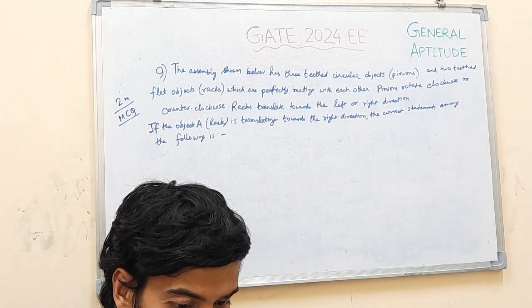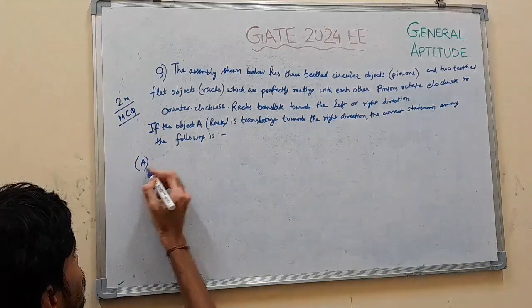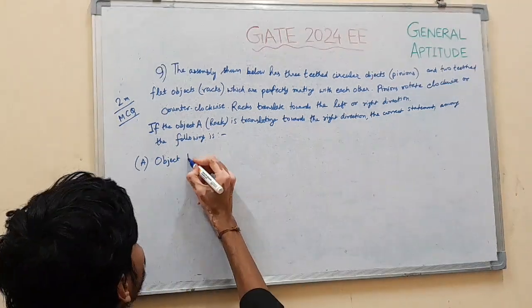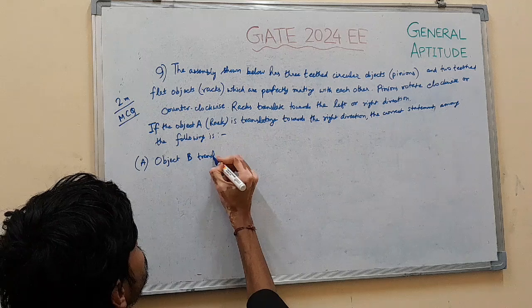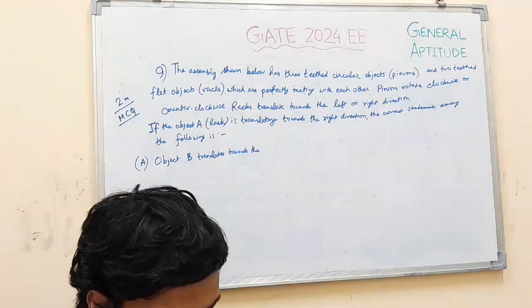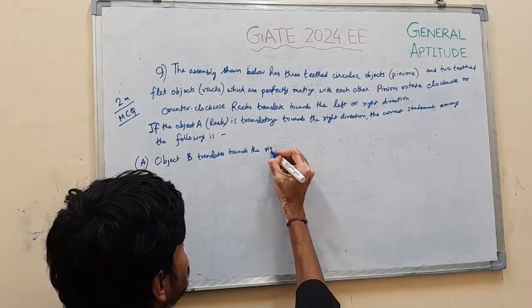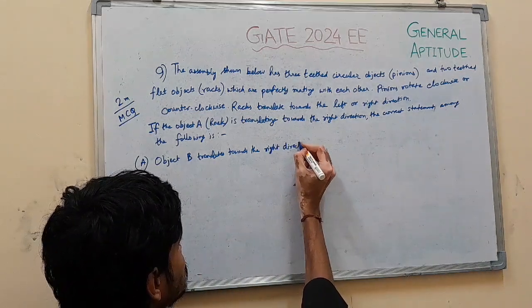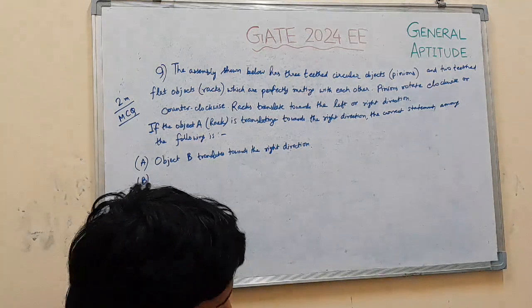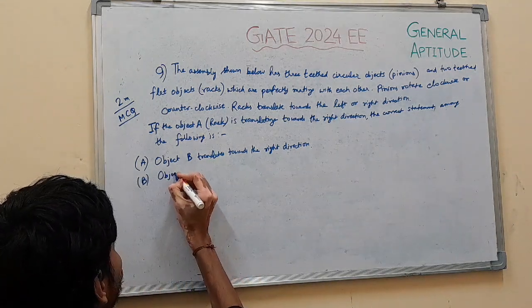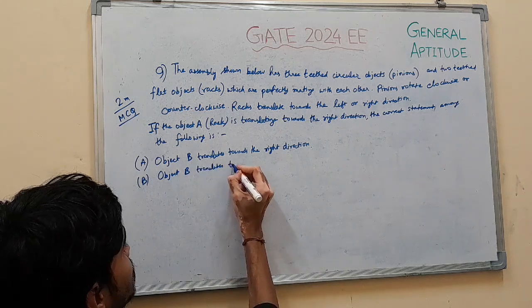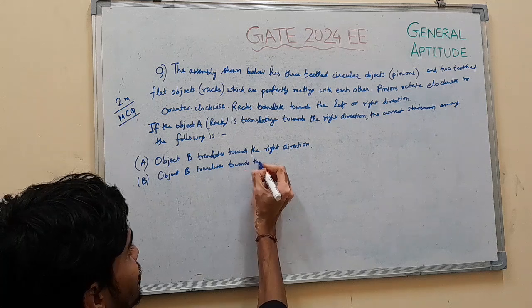The statements are given as option A, object B translates towards the right direction. Option B, object B translates towards the left direction.